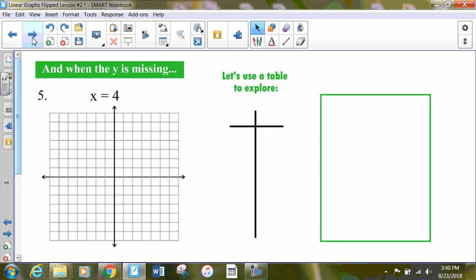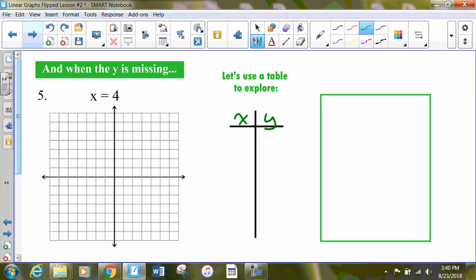And last class, we also talked about what to do when the y is totally missing. Well, we can't change this to y equals mx plus b, right? Because there's no y. So we're going to use a table to explore. Let's see. Can I put my -1, 0, 1 in for x? Oh, no, I can't, because x is equal to 4. That means my table is always going to have 4 for x. My y can be anything it wants to be.